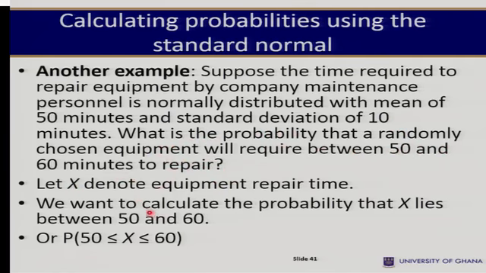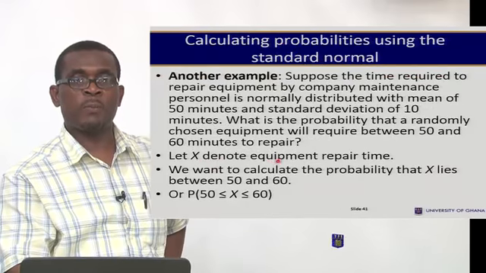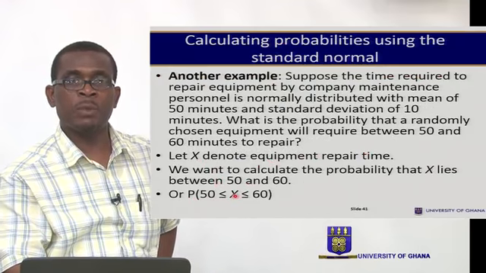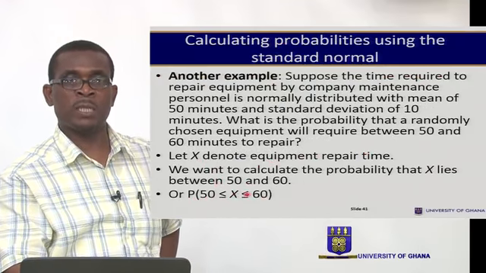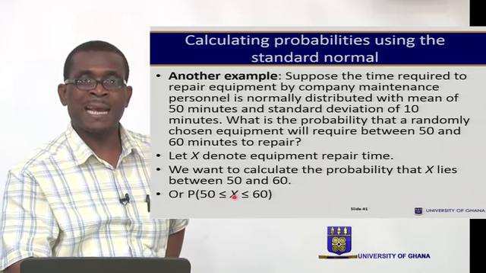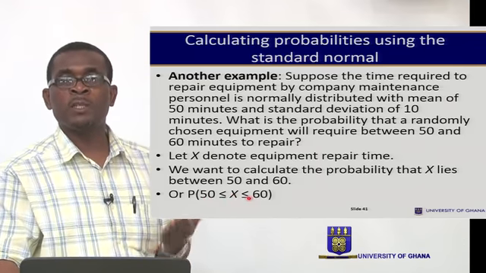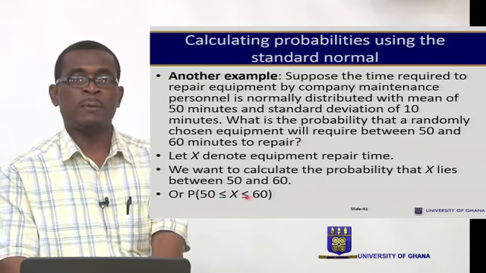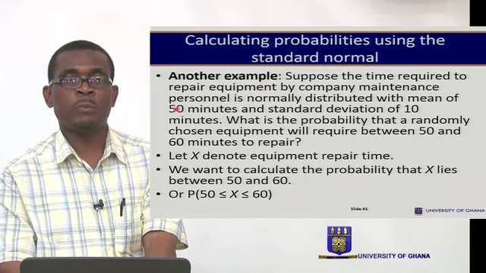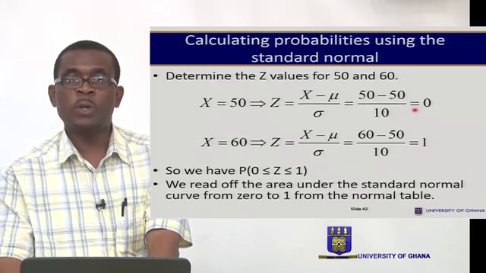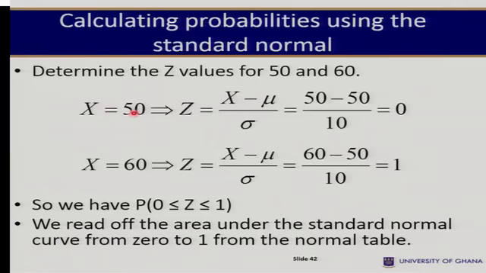So what we want to calculate, if we define X to be the equipment repair time, then we want to find the probability that the equipment repair time lies between 50 and 60 minutes. So we'll just write it simply as probability that X lies between 50 and 60. Now, we're saying that we should convert to the Z component. And with the Z, you need the mean, which is mu, 50, and sigma, standard deviation, which is 10. When X is 50, its corresponding Z value is 0. And when X is 60, its corresponding Z value is 1.